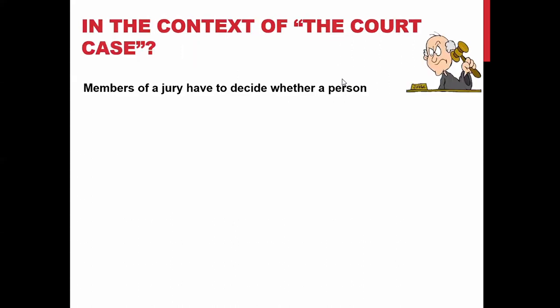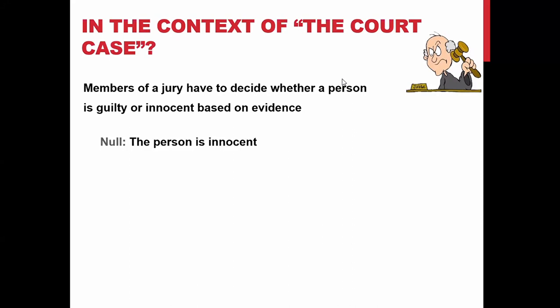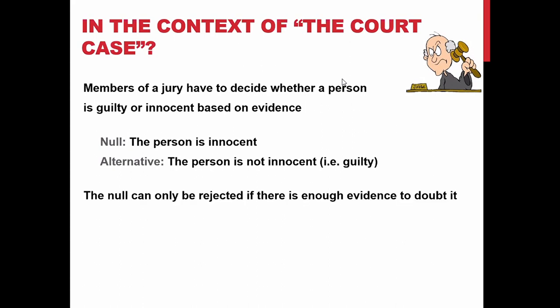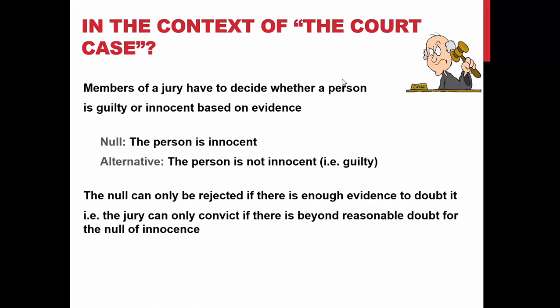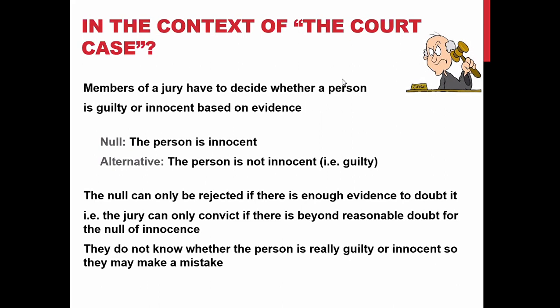In the context of a court case, testing hypothesis or significance is just like a court case. Members of a jury have to decide whether a person is guilty or innocent based on evidence. Null is the person is innocent, while the alternative is the person is not innocent, or guilty. The null can only be rejected if there is enough evidence to doubt it, such as the jury can only convict if there is proof beyond reasonable doubt for the null of innocence.